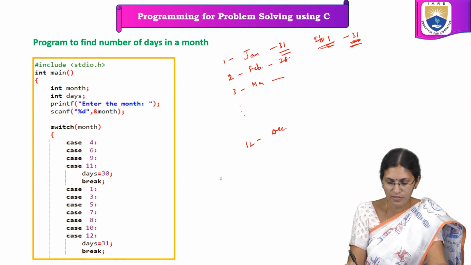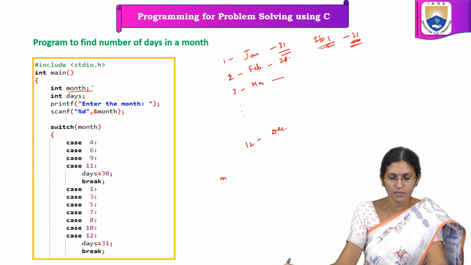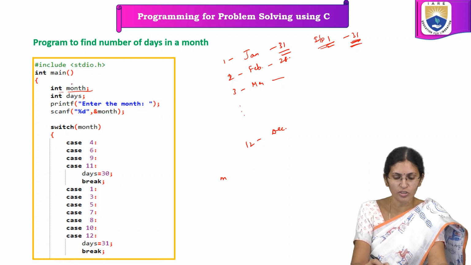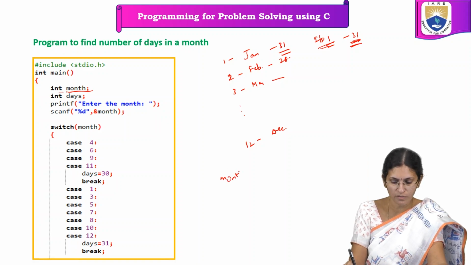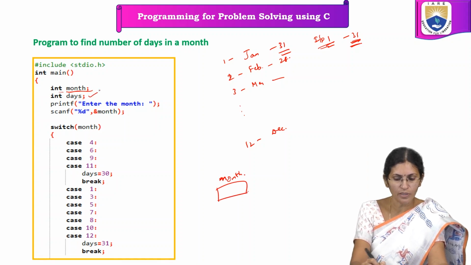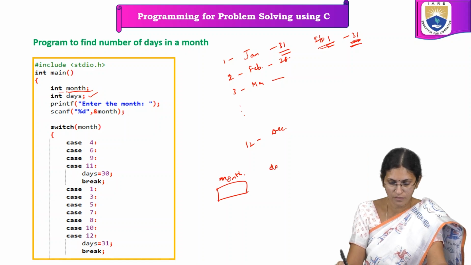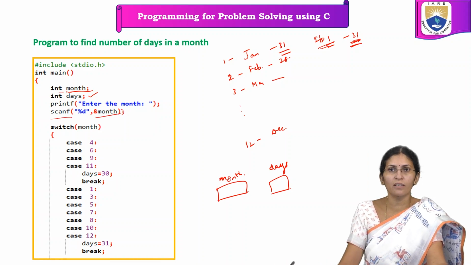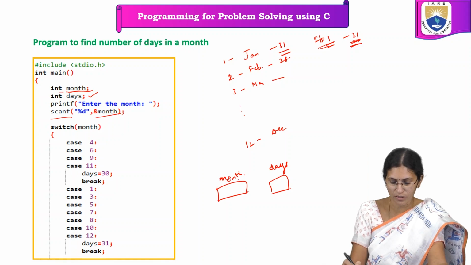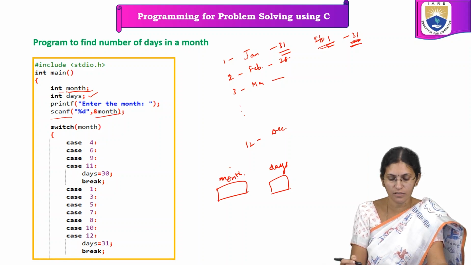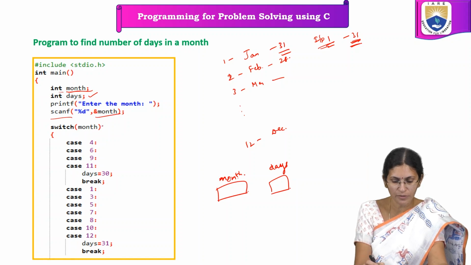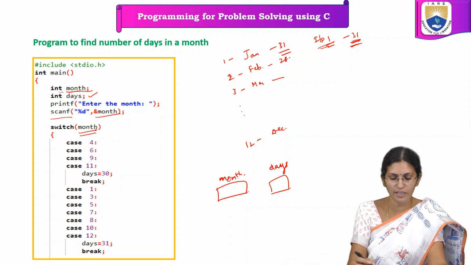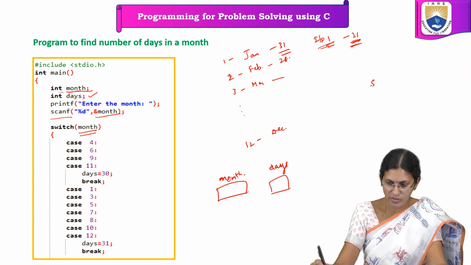So for that, first we need to declare a variable of type integer, and the name of the variable is month. So it is an integer variable, so it will hold an integer value. Next, one more integer variable, days, is declared. And with the help of scanf function, an integer value is read into the variable month at the address specified by month. Then we use the switch case statement.